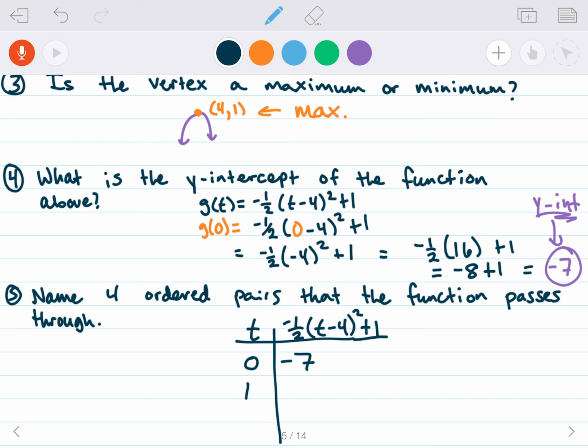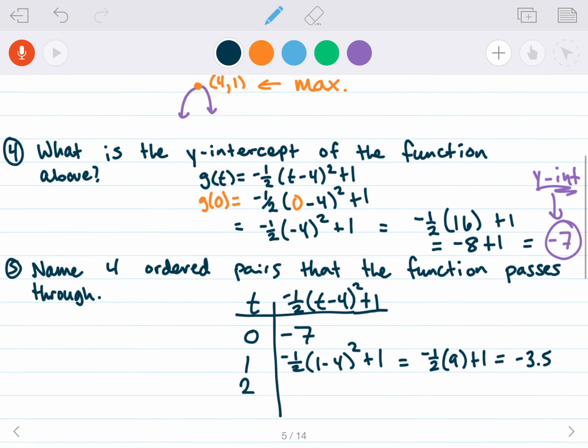If I plug in 1 for t, I get negative 1/2 times (1 minus 4) squared plus 1, just plugging in 1 for my variable there. And this is going to be negative 3. Negative 3 squared is positive 9. So I have negative 1/2 times positive 9 plus 1. And I'm just going to put this in the calculator. And this is going to give me negative 3.5, or if you want to write it as a fraction, that's cool too.